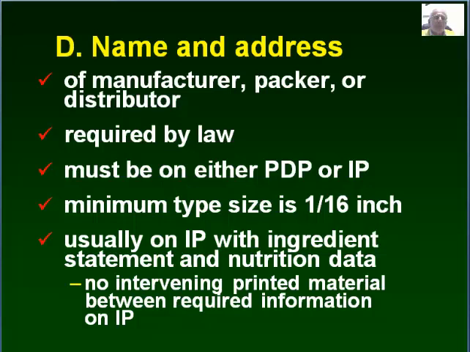Name and address of the manufacturer, packer, or distributor must be there. This is required by law, and it must be on either the principal display panel or the information panel. The minimum type size is 1/16 of an inch, and it's usually on the information panel with the ingredient statement and the nutrition data. And no intervening printed material between the required information on the information panel. So again, it has to be readily available, so you as the consumer, if you have a problem with that particular product, there's someplace you can go in order to get some resolution to your particular issue you might have with that product.